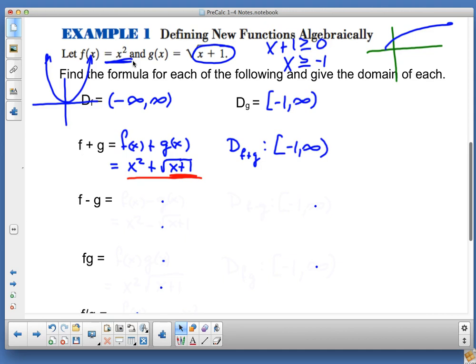Now, same idea with f minus g of x. You guys come up with the restriction on your domain as we go through. And go ahead, after you do f minus g, do f times g, just for fun, and compare with somebody around you as you go through it.